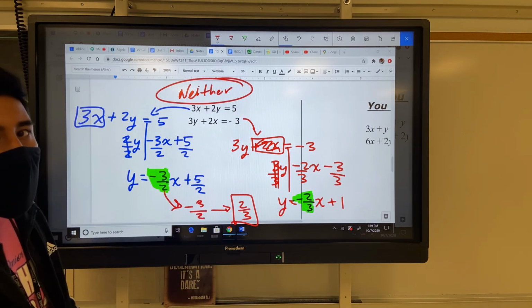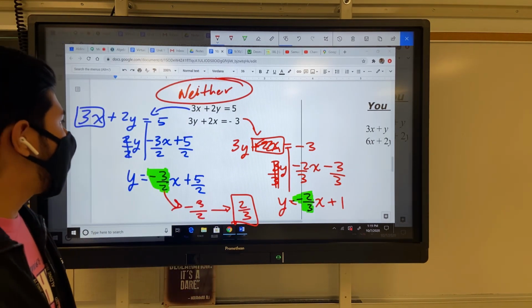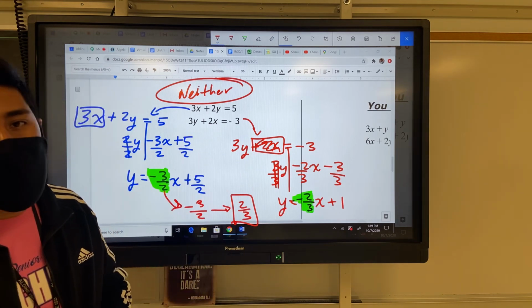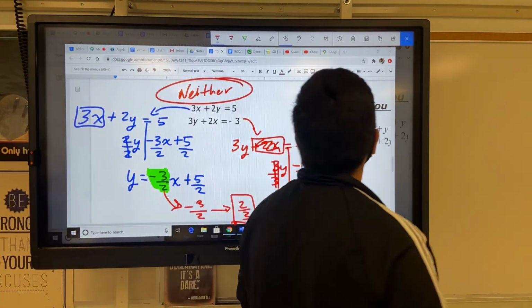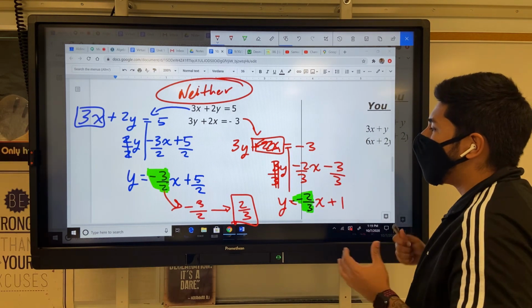Sir, we did all that work just to say it's neither? Yes, you have to do all of it. Trust me, once you figure out how to convert, you're going to have no issue in next semester's systems of equations. So get used to converting. It is a good amount of work, but it's fun.